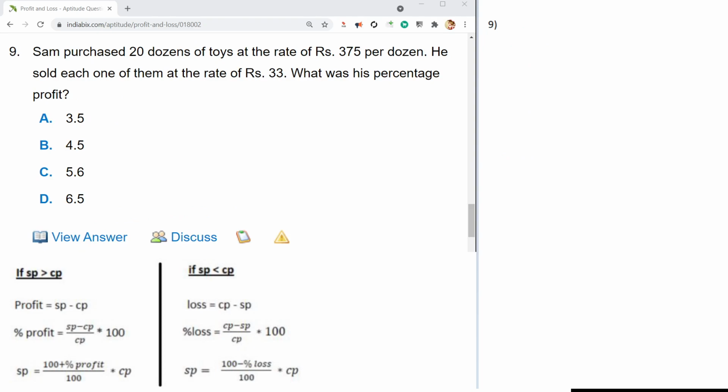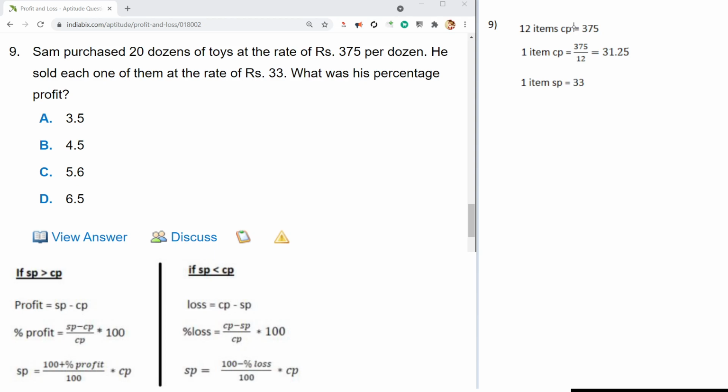Let's see problem number 9. Sam purchased 20 dozens of toys at the rate of 375 per dozen. 12 items cost price is 375. That means one item cost price is 375 by 12, that equals 31.25. He sold each one of them at the rate of 33 rupees. Selling price of one item is 33 rupees. We need to find percentage profit.